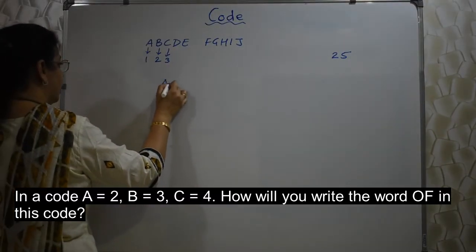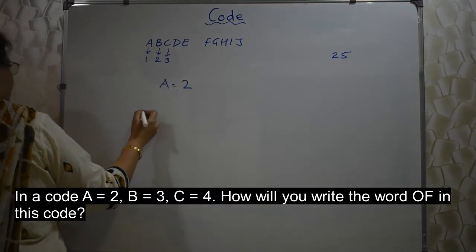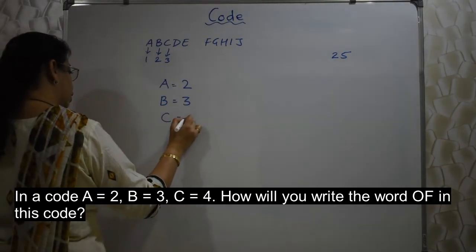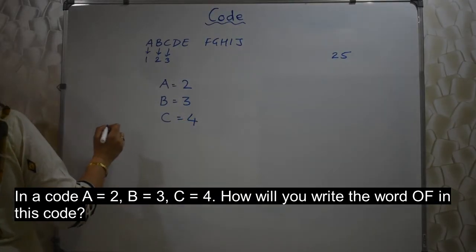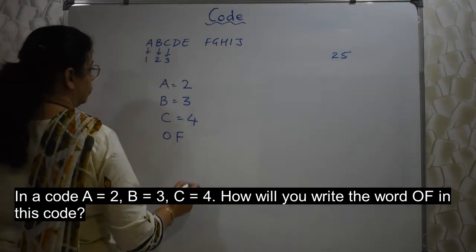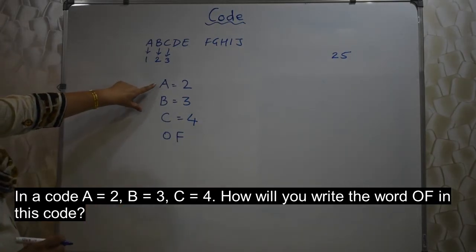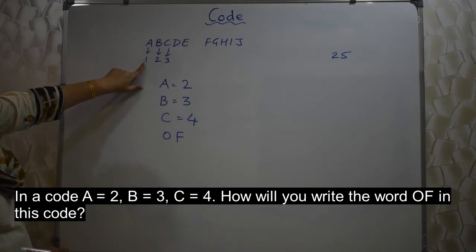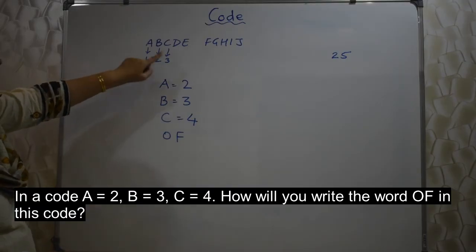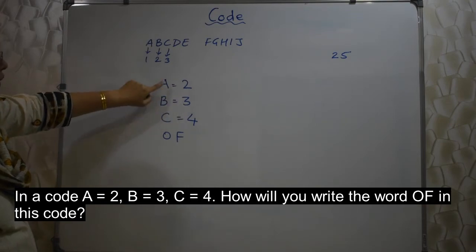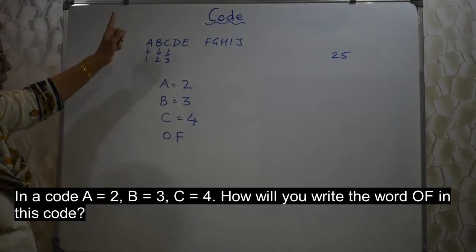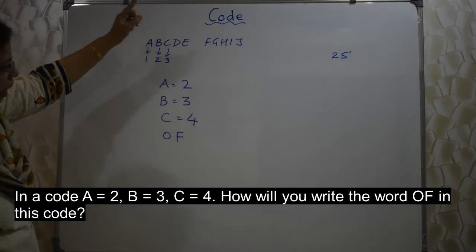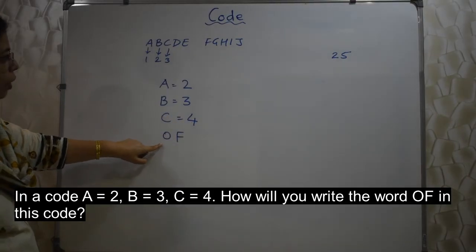A, how much they are saying? 2. B, 3. C, 4. So how will you write OF? In reality or actually, A's serial number should have been 1, but they are adding 1 to it and making it 2. What should B's be? Actually 2, but they are adding again 1, so 3. What should C's be? 3, they are again adding 1, so 4. So what should O's be?